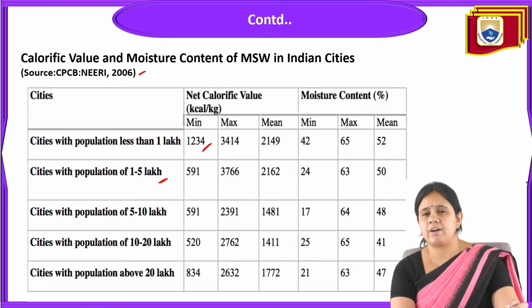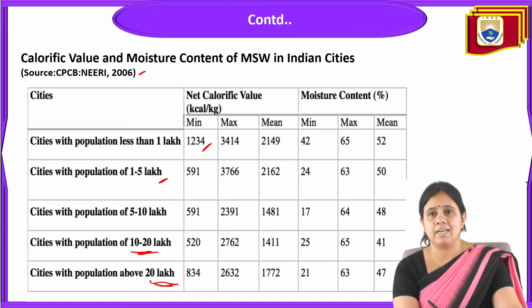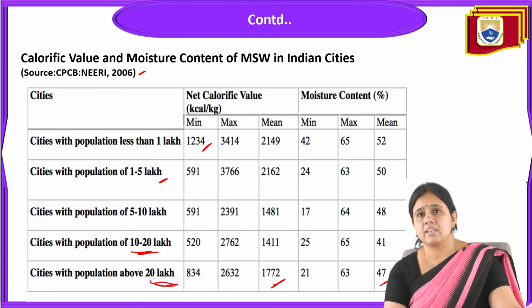For cities with a population of 5 to 10 lakhs, this is the average data, and likewise for cities with a population of 10 to 20 lakhs, and cities with a population above 20 lakhs. So these are the moisture composition: minimum, maximum, and mean. The mean or average is 47% moisture with 1772 kilocalorie per kg of the waste. So this is the normal calorific value and moisture content comparison in a normal MSW in an Indian city.